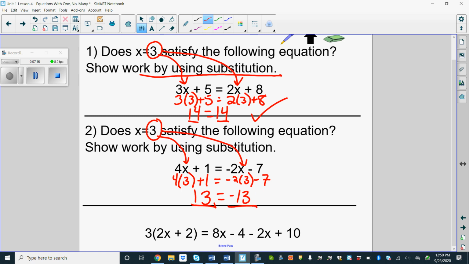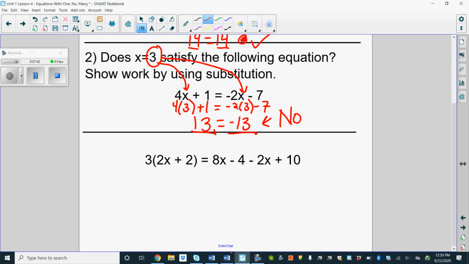So therefore, when we substitute 3 into the left side of the equation, we got positive 13. And when we substitute it into the right side, we got negative 13. So does x equals 3 satisfy this equation? No, it does not. Because we are getting 13 equals negative 13, so that's not a solution, okay? In order for it to be a solution, when you substitute in, it needs to be equal on both sides, like we saw here with 14 equals 14. Down here, if you get 2 different numbers, then you know that can't be a solution, okay?